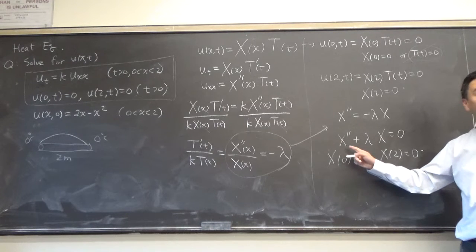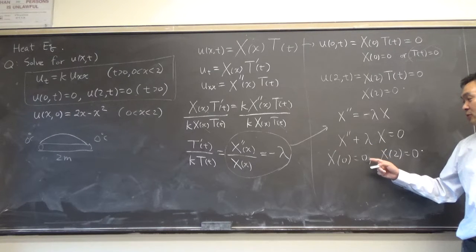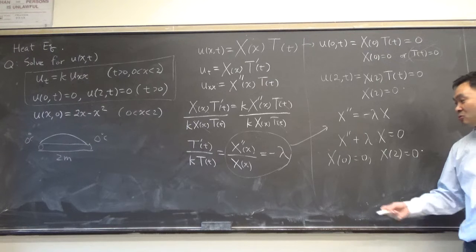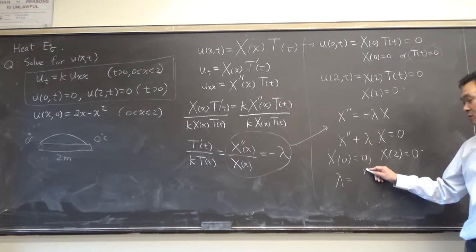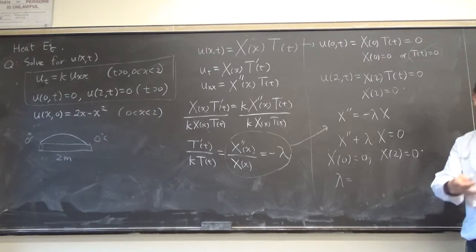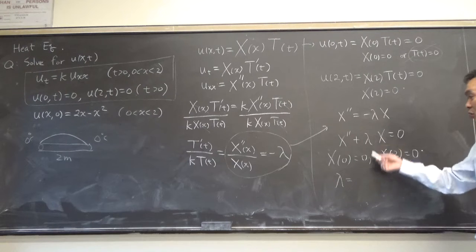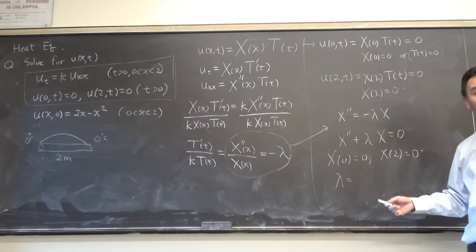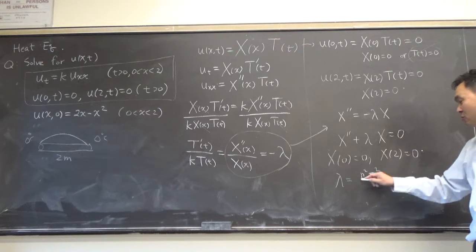Now, can we find non-zero solutions of x for any lambda? No. Only when lambda is equal to...? Zero, or possible? Well, okay, that's true, but we are more specific than that. We already solved this a few lectures ago, right? What was the solution? Actually, I did it yesterday. Lambda is n squared pi squared over 4, right?